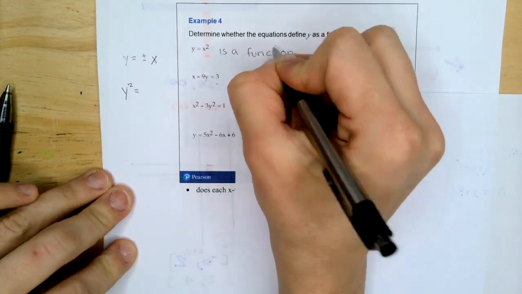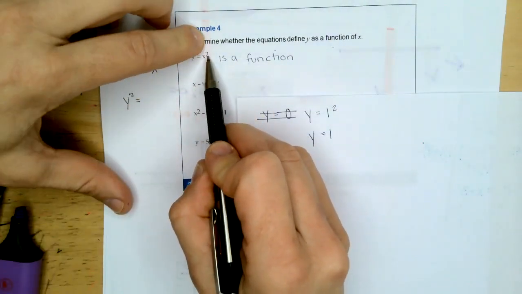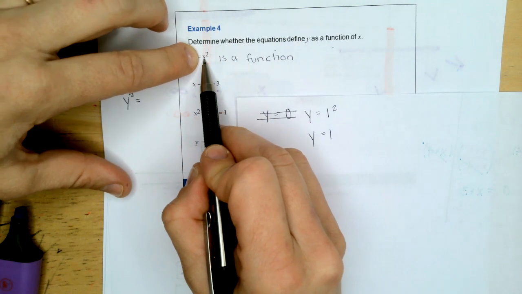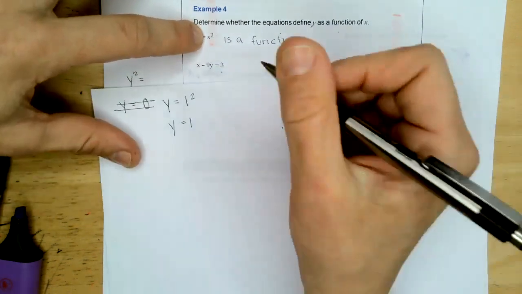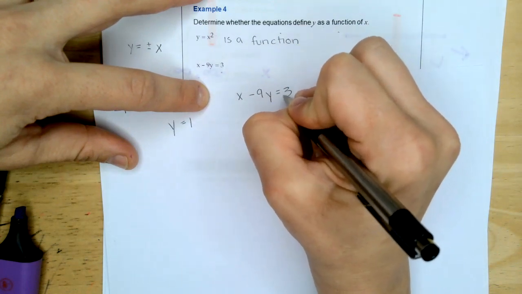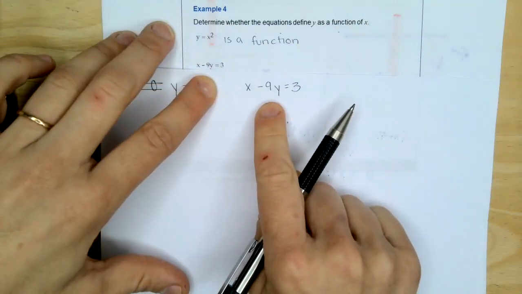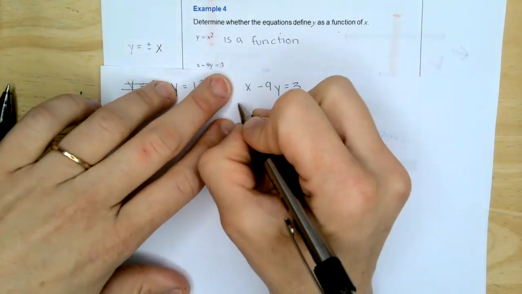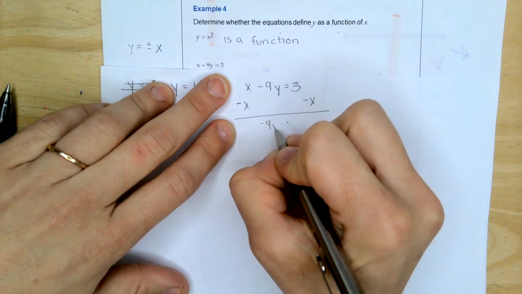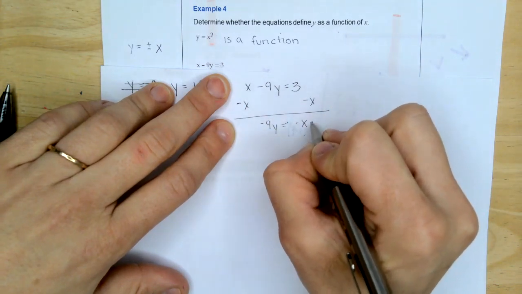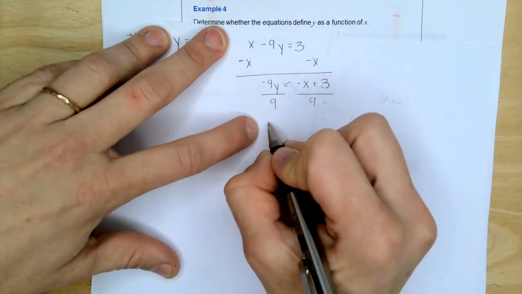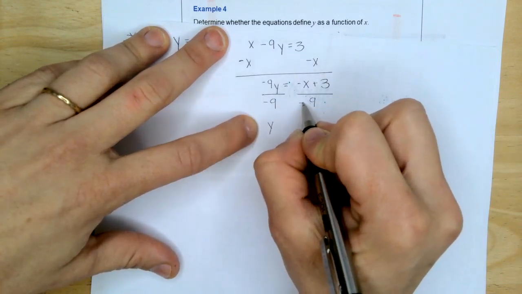So you solve for y and you kind of just describe it to yourself. A number squared. Taking a number and multiplying it by itself will always give me only one answer. All right, now we have x minus 9y equals 3. Solve it for y. Let's move the x, divide by 9, and don't worry, you're not going to have to do anything, right? We're just going to look at it. Ooh, divide by negative 9, sorry.